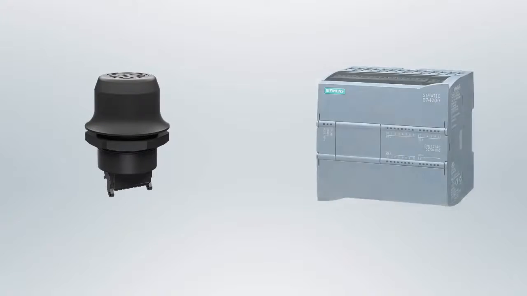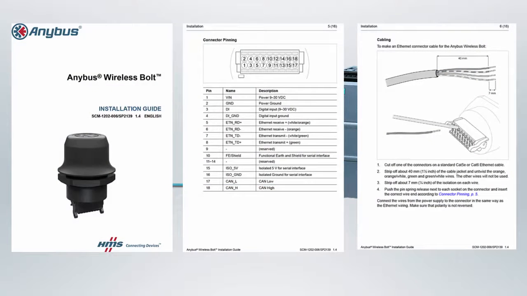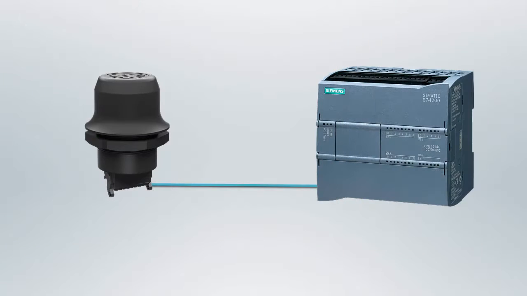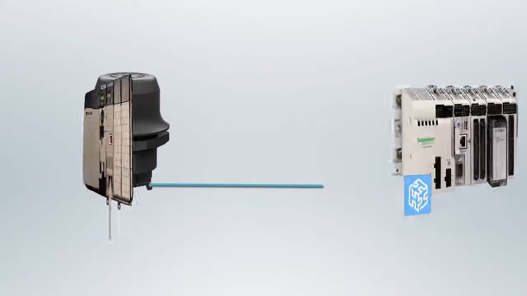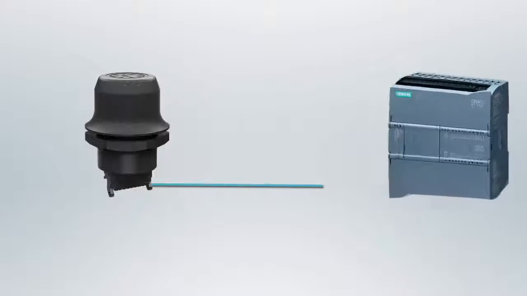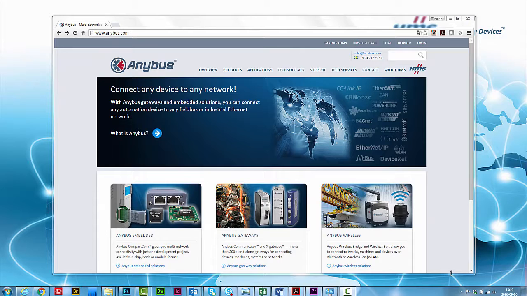Anyway, so I've connected the wiring between the Wireless Bolt and the PLC inside the machine according to the pinning diagram in the installation guide. The Wireless Bolt can connect and communicate with any PLC using Ethernet, CAN or serial communication. I have also connected a PC to the Wireless Bolt using an Ethernet cable in order to set up the wireless connection. So let's have a look at how to access the Wireless Bolt from my PC.